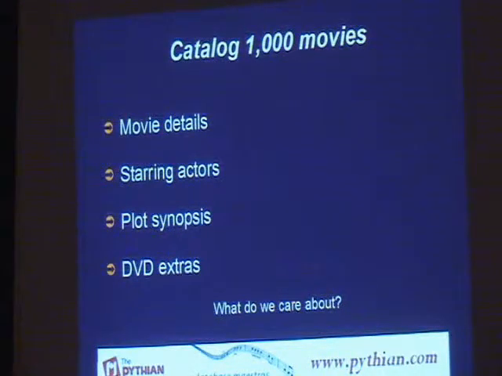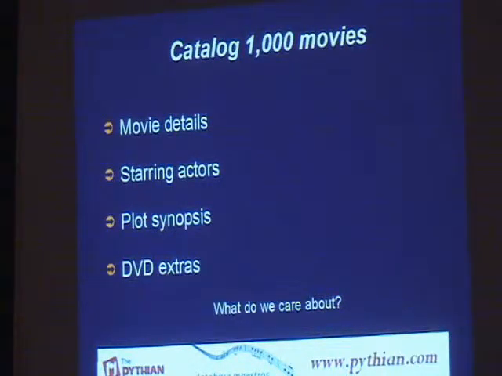So we're going to talk about cataloging 1,000 movies during the time that we have here today, also called a workshop, and we're going to talk about movie details. Some of the movie details are their genre, whether they're a horror film or a children's film, who the starring actors are, what the plot synopsis is, the DVD extras, things like that. So let's get a little more specific. What do we care about?